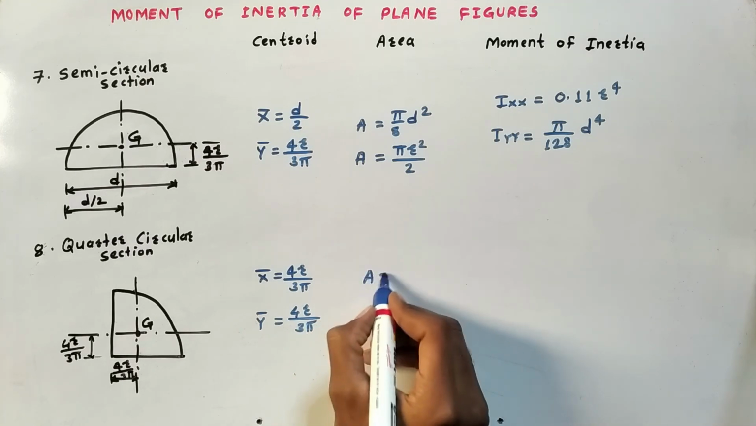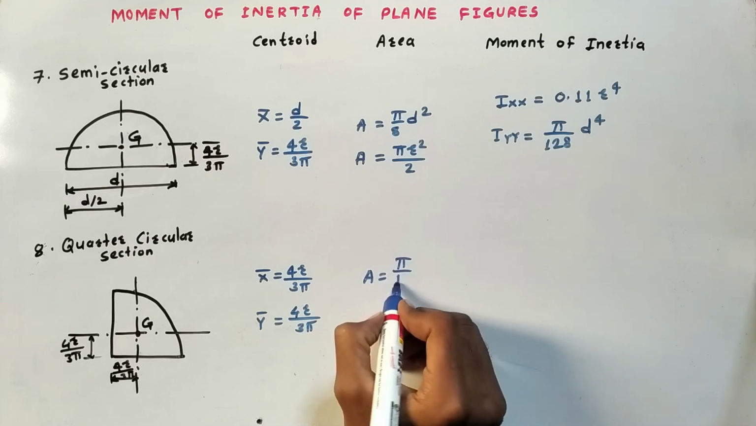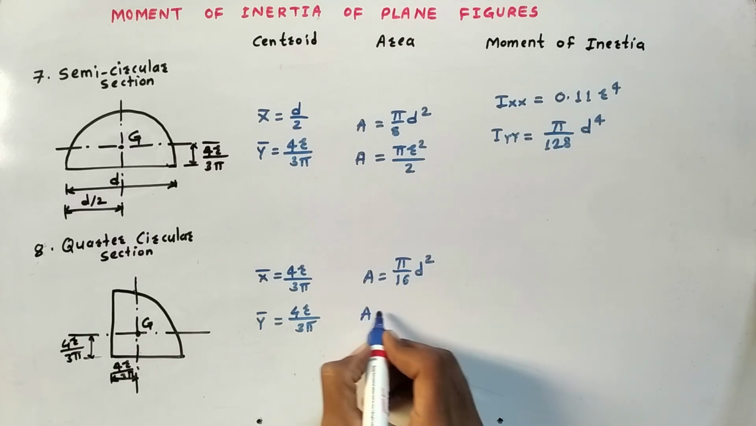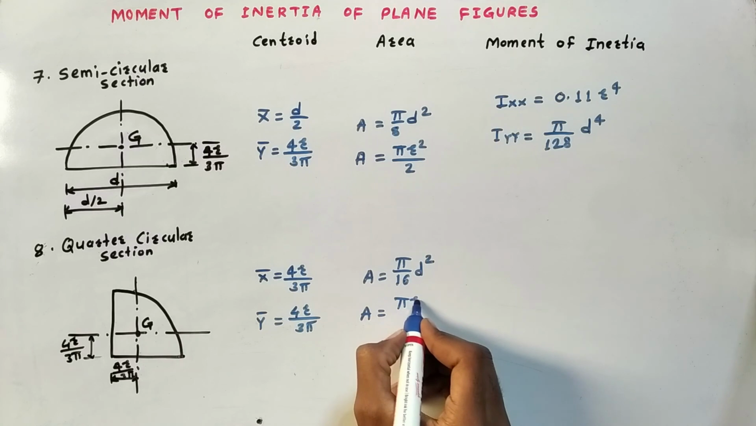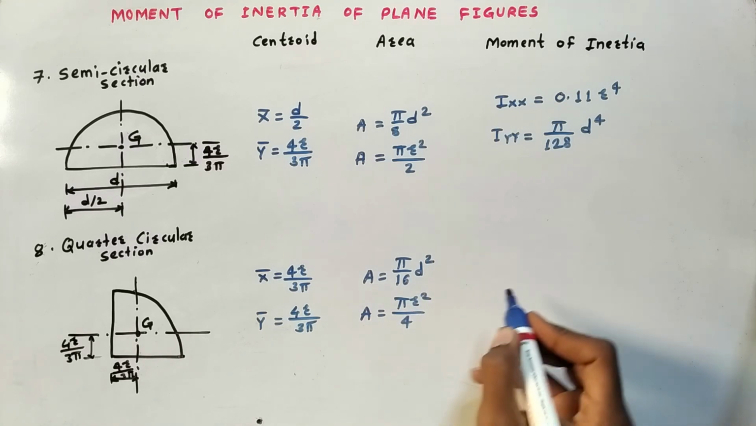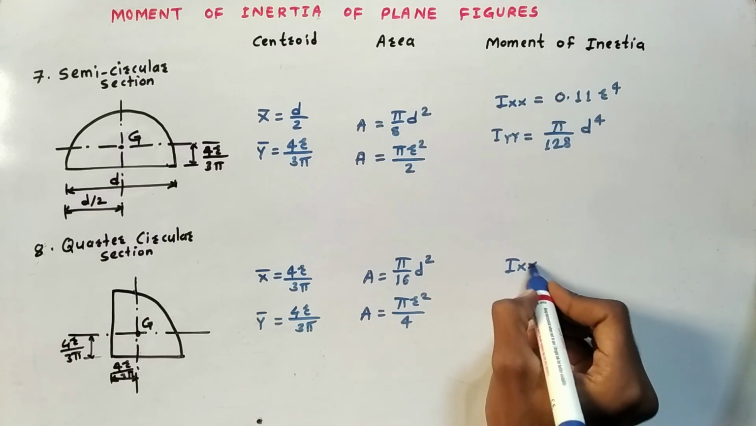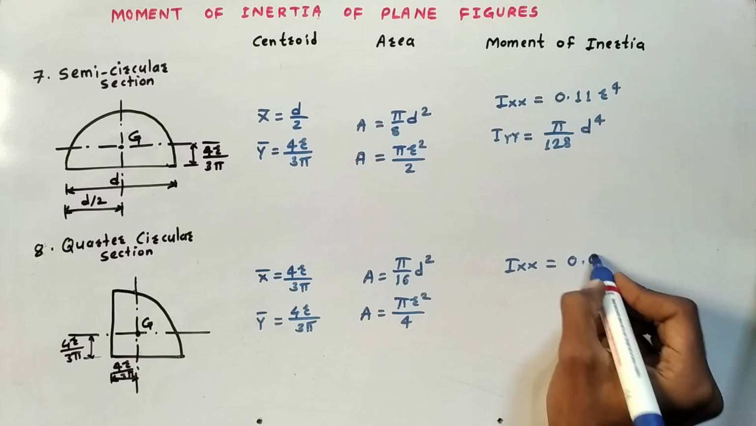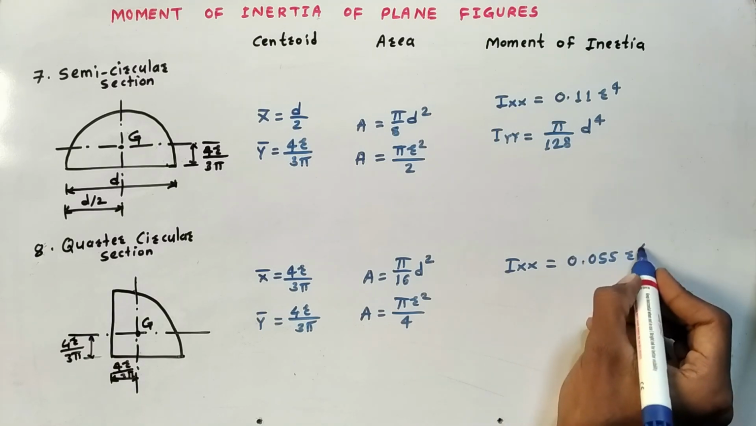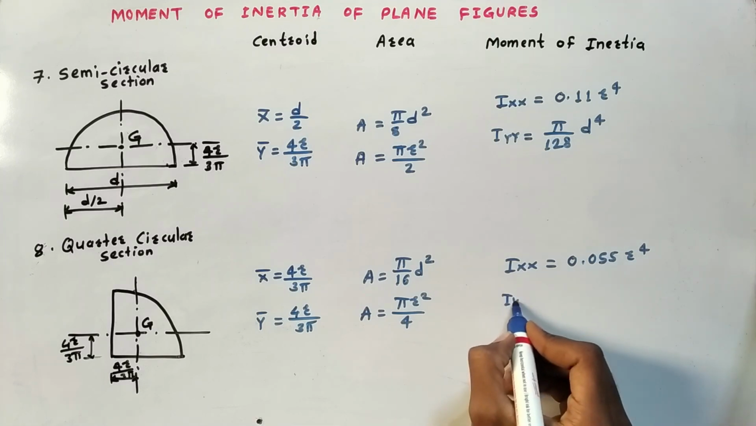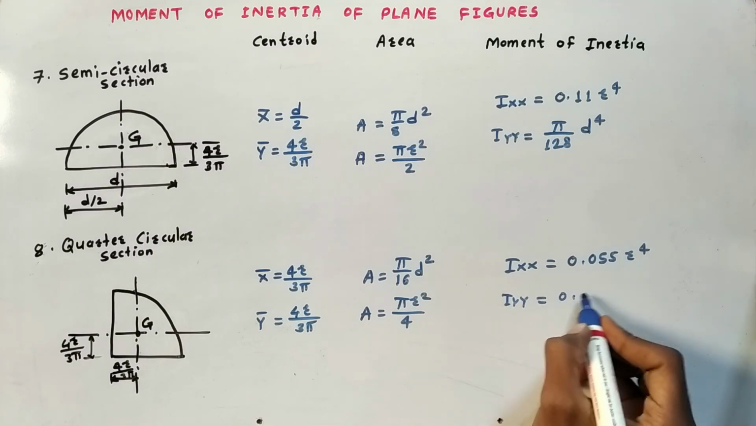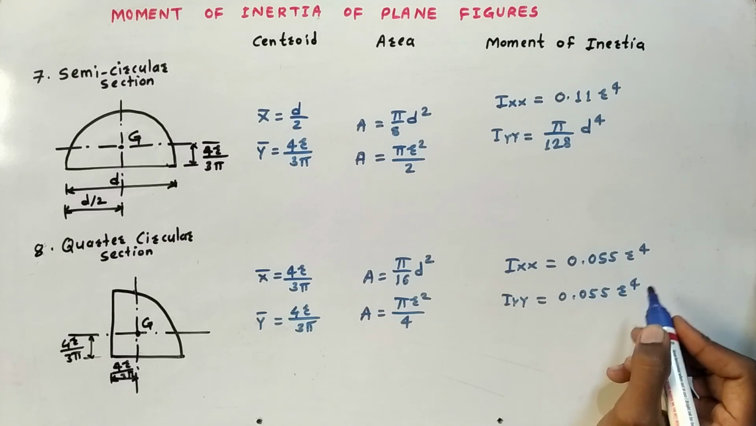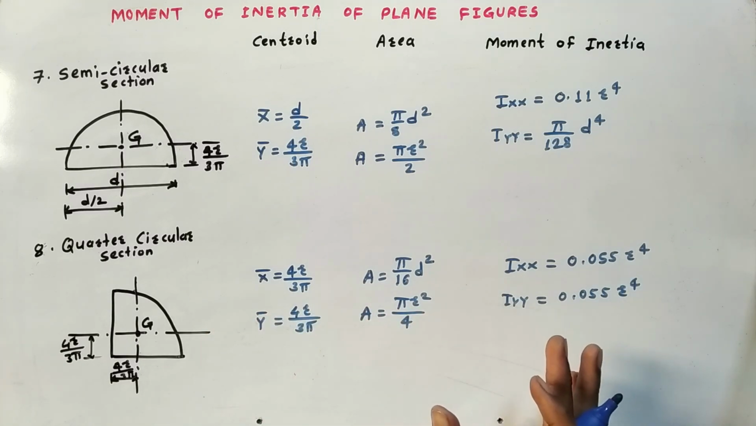Now the area of a quarter circle is pi by 16 d raised to 2 or pi r square by 4. Now Ixx for the quarter circular section is 0.055 r raised to 4 and Iyy is equal to 0.055 r raised to 4. So this is for the quarter circular section.